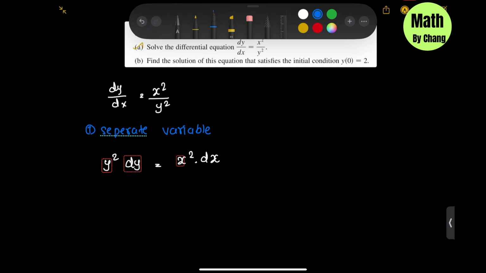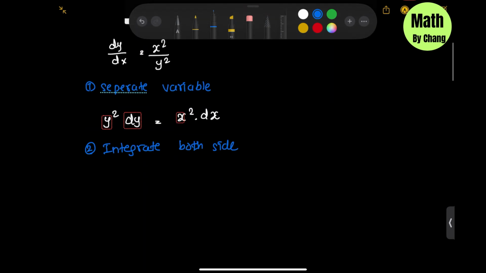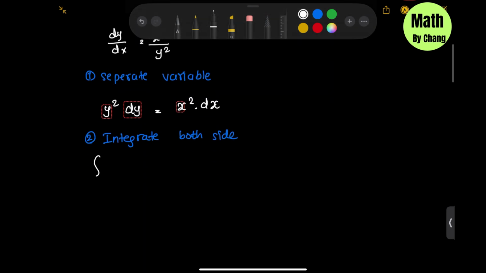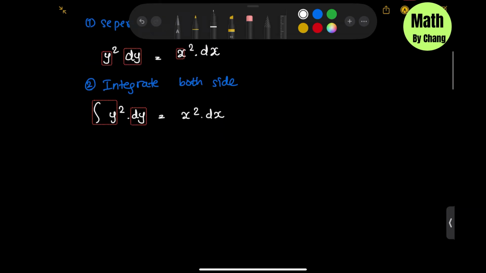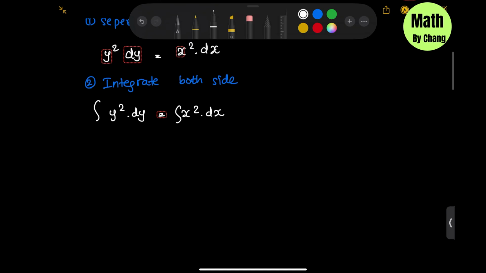Okay, and the second step, you can start to integrate both sides. So how do you want to integrate here? You can just put the integration sign here. Okay, right? Integrate. How much do you get when you integrate y squared? You just add 1 to the power, right? So 2 plus 1 is 3, and divide by that power again. And this one is also the same. You add 1 to the power and divide by that power again, plus constant c.